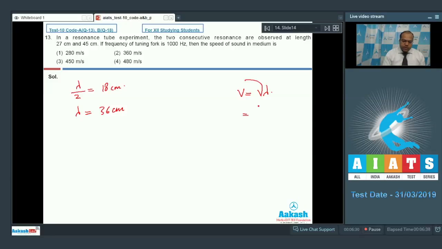So this can be written as nu is 1000 and lambda is 36 into 10 raised to the power minus 2. So in further solving, it comes out to be 360 meter per second. So option 2 is the correct answer. Let's move to question number 14.